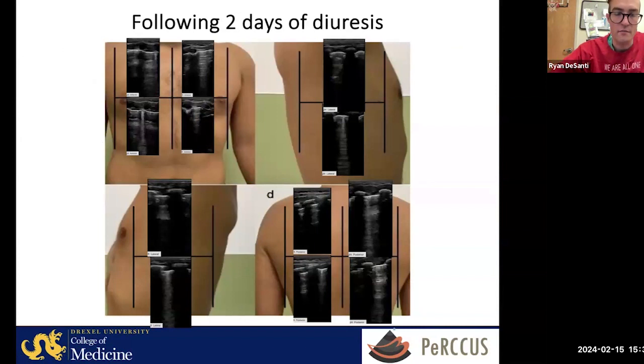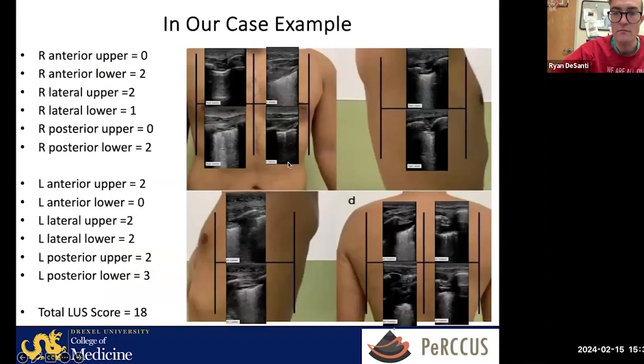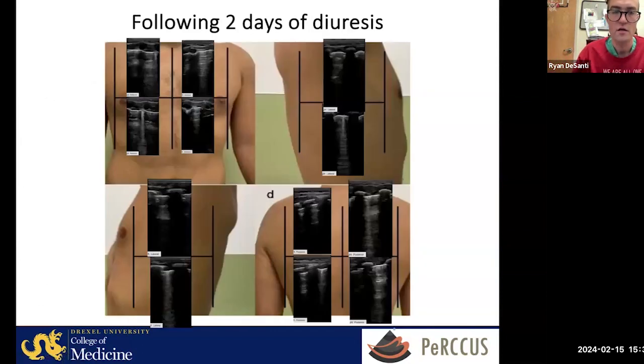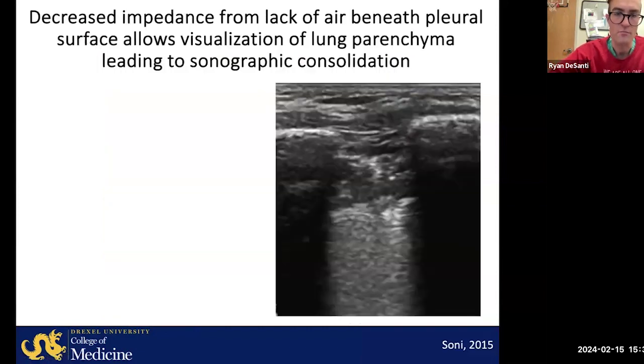And then following this examination, which we assessed as having pulmonary edema and being the most likely cause of the patient's respiratory distress, we initiated diuresis. And then 2 days later, he had near normalization of his lung ultrasound with only a few isolated discrete B lines in multiple lung regions, but much improved from prior.